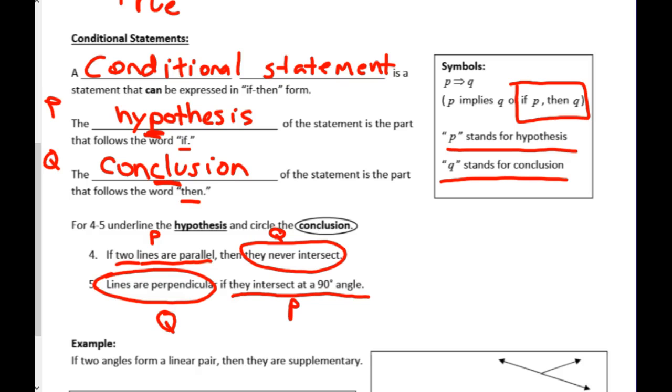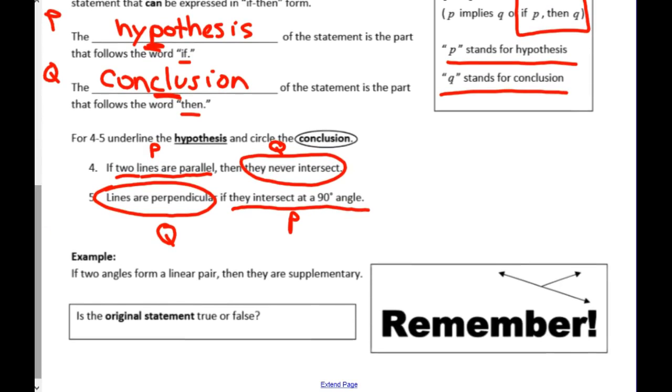Okay? Now, bottom part. Here's a statement, okay? You want to tell me if it's true or false. Do we all know what a linear pair is? Two angles that make a straight line next to each other, right? And then, do we all know what supplementary means? Supplementary is when two angles add up to what? 180, okay? So let's answer this question.